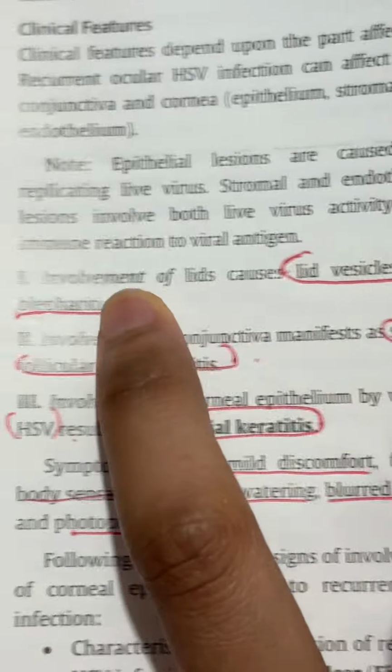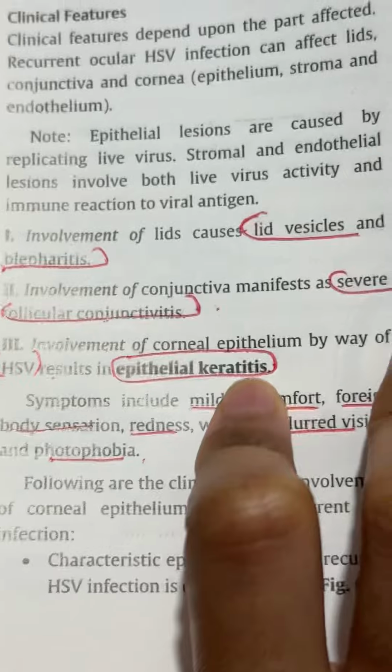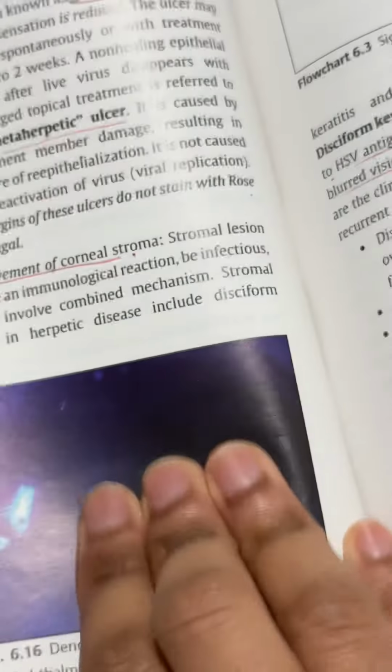Lid involvement will give vesicles and blepharitis. Conjunctiva will get severe follicular conjunctivitis, and corneal epithelium will get epithelial keratitis. So mild discomfort will be there, foreign body sensation, redness, watering, blurred vision, photophobia, like your corneal edema. You'll see a characteristic dendritic ulcer like I showed you in part 1 with rose Bengal stain.